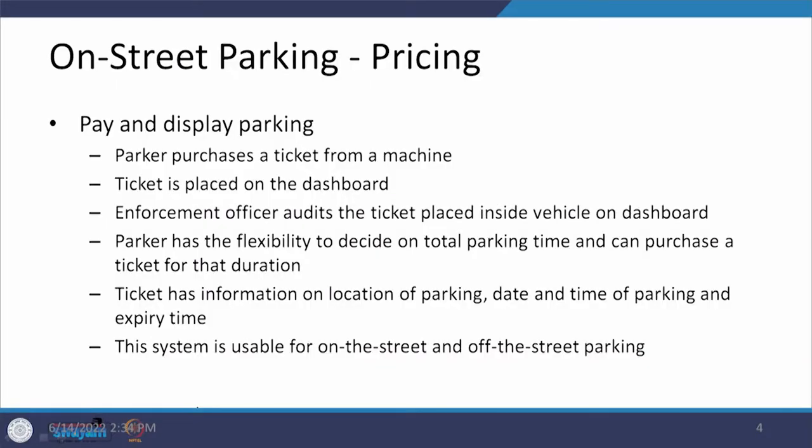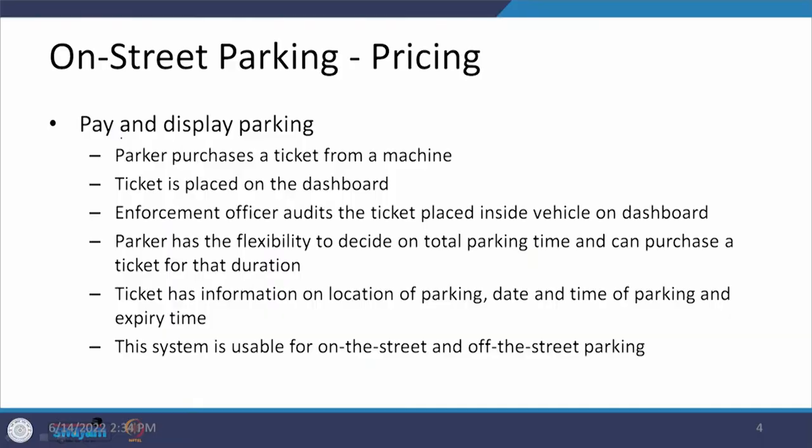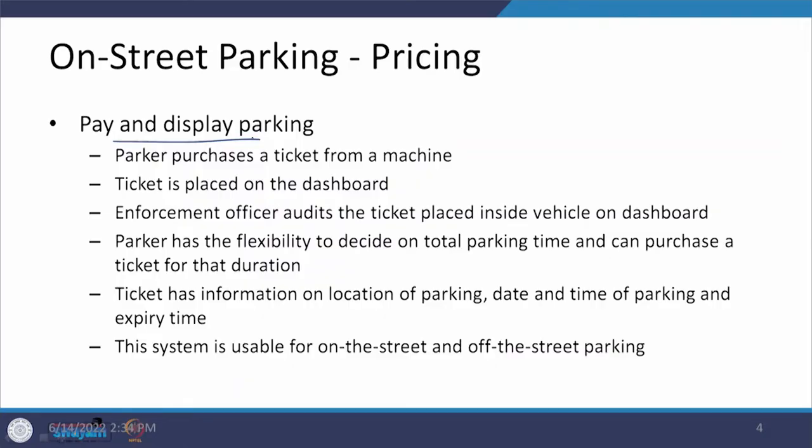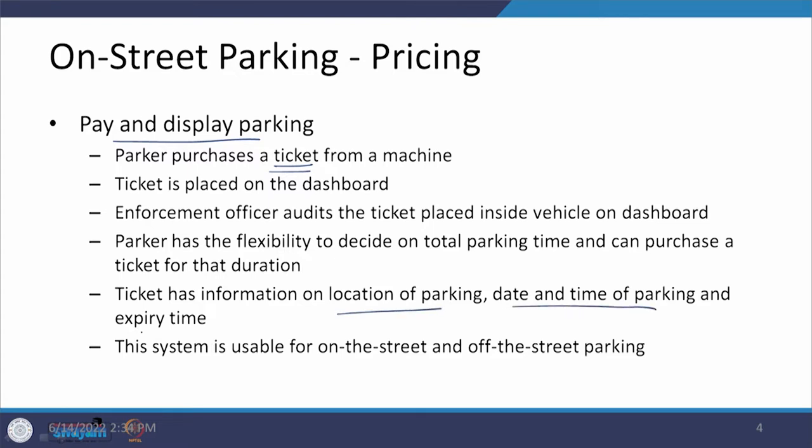So, let us start with the pricing policies and the types of pricing, or the methods which can be there. We talked about the classification of methods towards the end of our previous interaction, and this is the continuation of the same. The first thing which we can have is pay and display parking. When we are talking about this type of parking, one thing which is clear is that we are paying for a ticket which we get from a machine, and this ticket is going to inform at what particular time and for what particular location it has been purchased. It will also tell up to what particular time this ticket has been purchased.